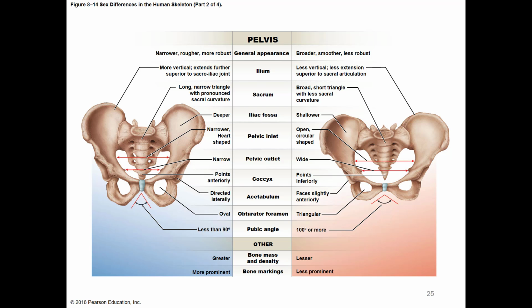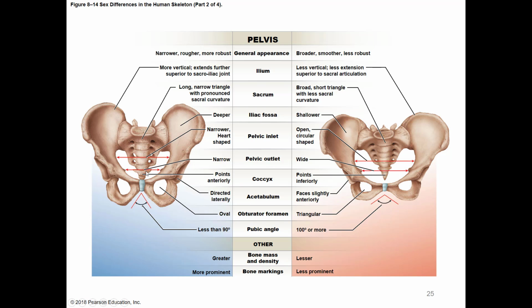So here's a picture where we can see some of those points. Over here on our right is the female pelvis compared to the male pelvis. Some of the highlights: the female pelvis is going to be broader and smoother, less robust. We're also going to see that these indentations here, these basins called fossa, are shallower in the female than they are in the male.